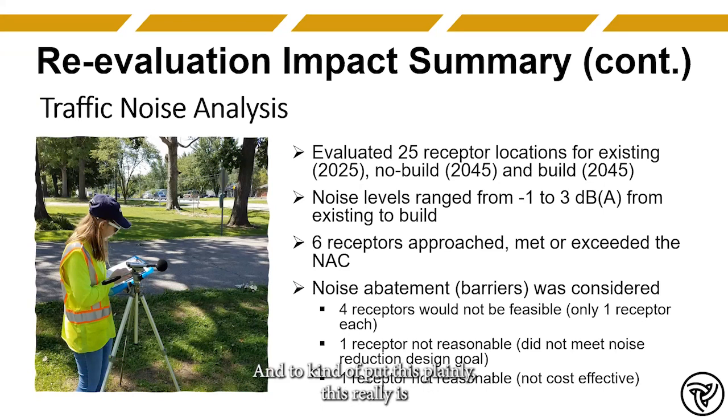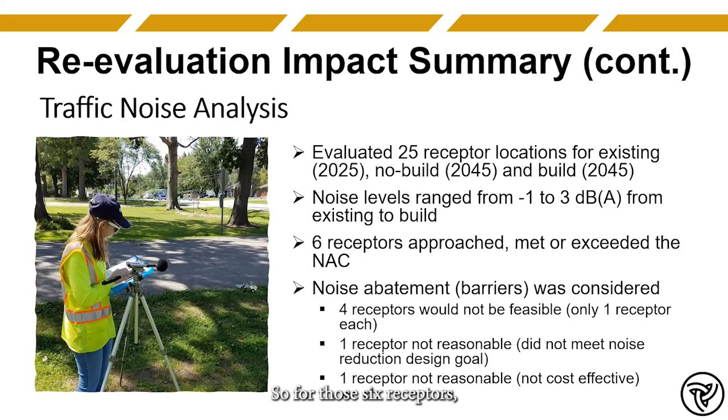And to put this plainly, this really is not that much of a predicted increase. Typically, a person has to have at least about a 3 decibel increase for the changes to be perceptible to humans. But according to the FHWA thresholds, we did identify 6 receptors that approached, met, or exceeded FHWA's noise abatement criteria, which is basically just a decibel level of where FHWA thinks it's an impact.